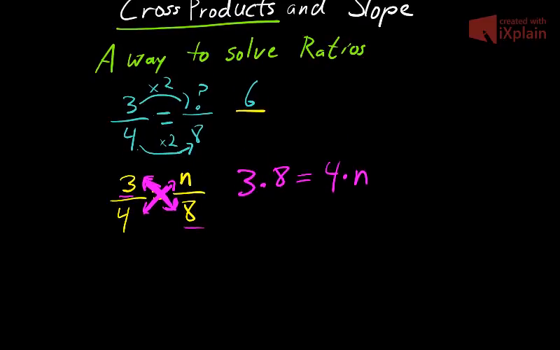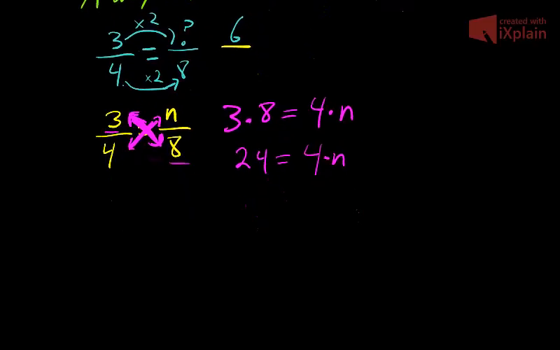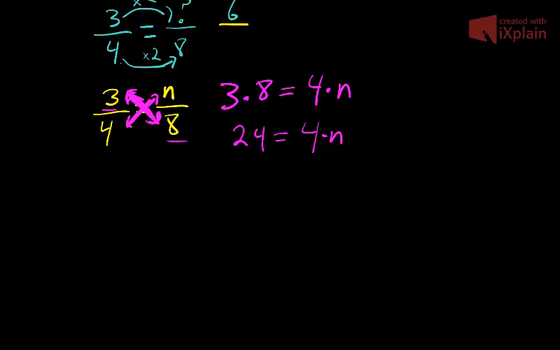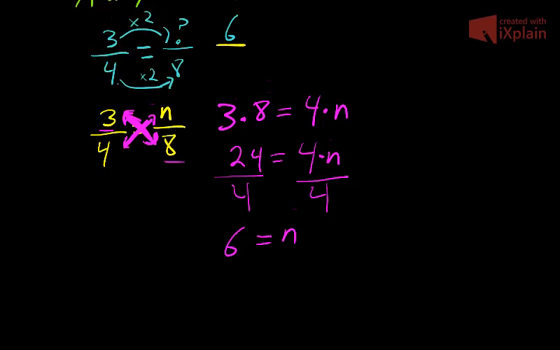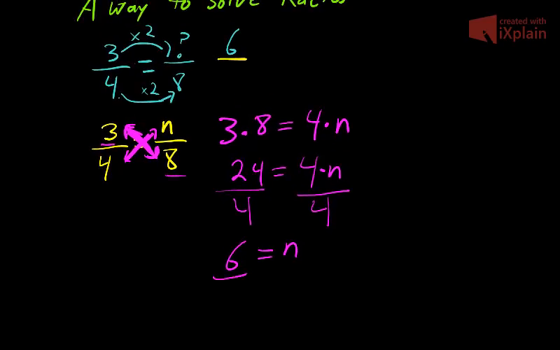From here we say 3 times 8 is 24, and that has to be equal to 4 times n. And so to get n by itself, right now it's being multiplied by 4. The opposite of multiplication is division. We'll divide by 4 on both sides. We end up with 6 equals n, just like that. Because 4 times n had to equal 24, we divide both sides by 4, we get 6 equals n. And that does match our answer from before, so it looks like our method's going to work.